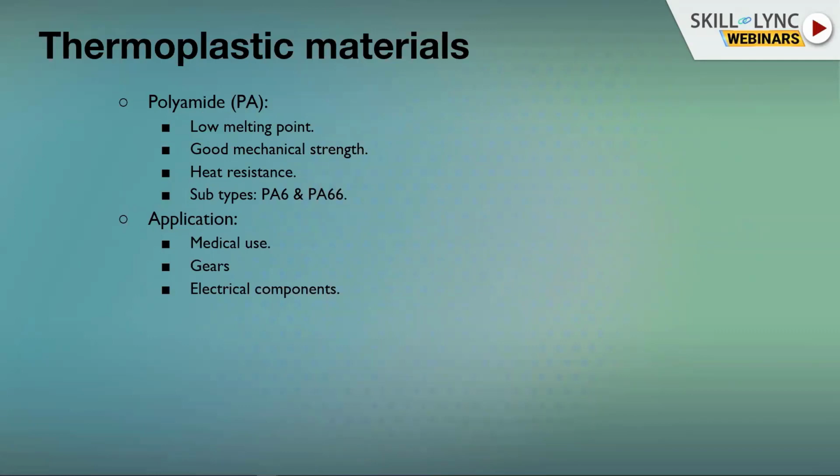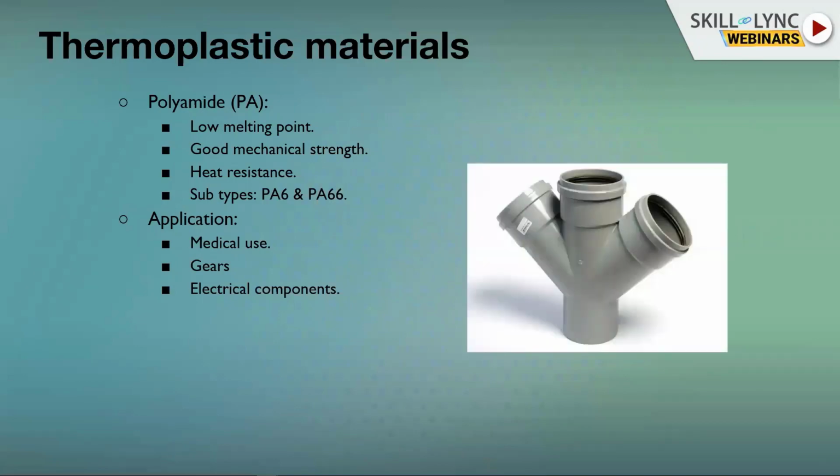And next we have polyamide. It has a low melting point, good mechanical strength, and the subtypes include PA6 and PA66. And if you observe some physical parts, there it will be written on the B side of the physical part. And this is an example which is water resistant. It is also known as nylon material, and also used for medical use to develop transparent parts.